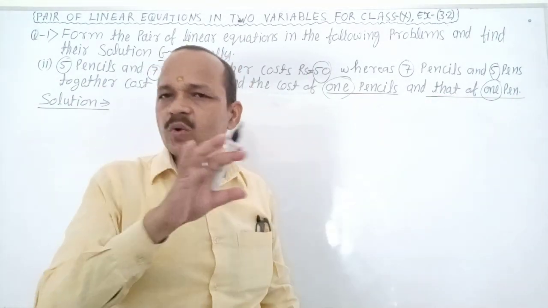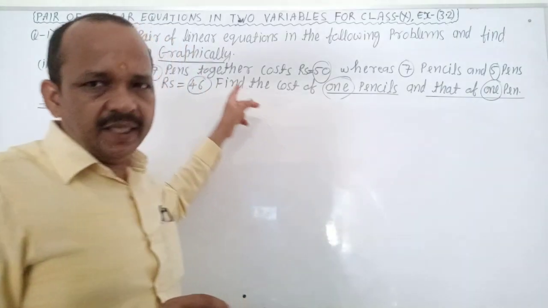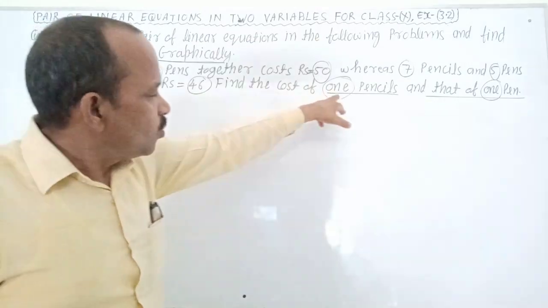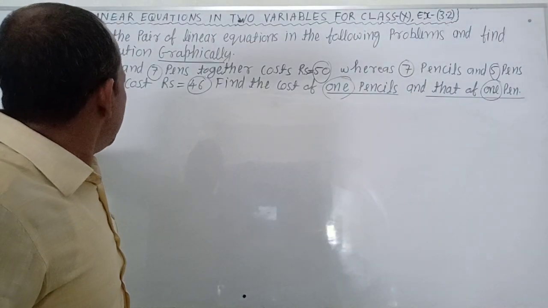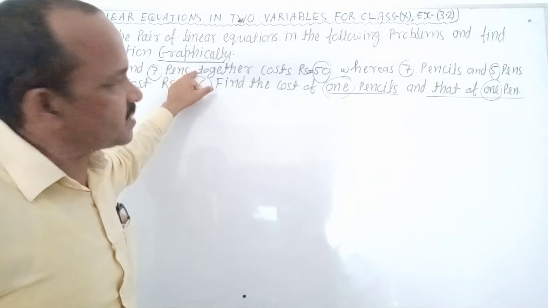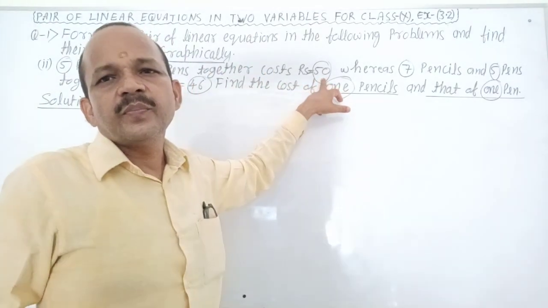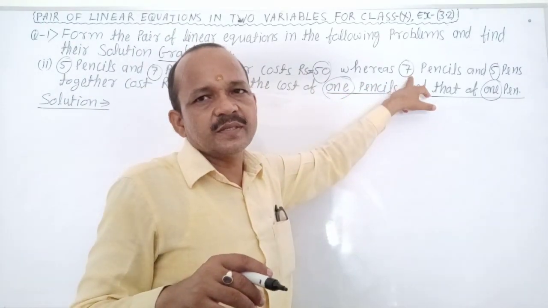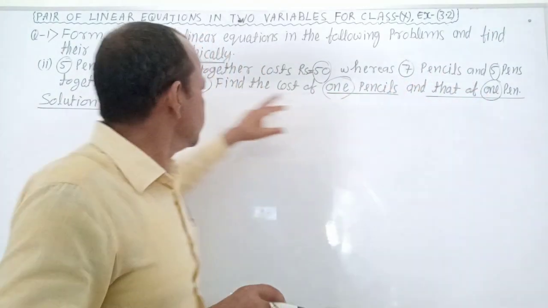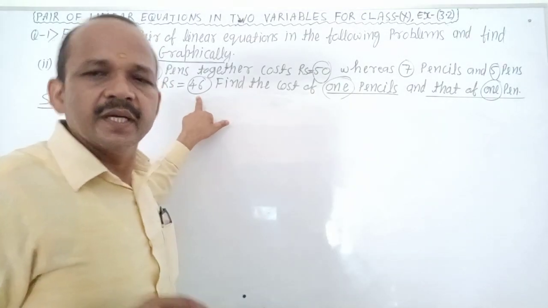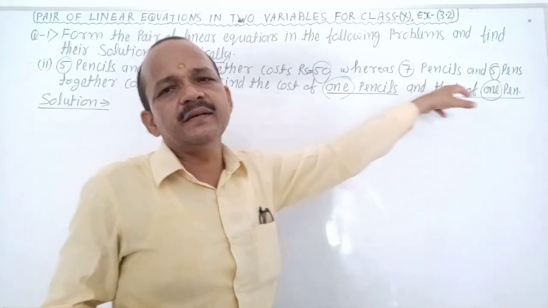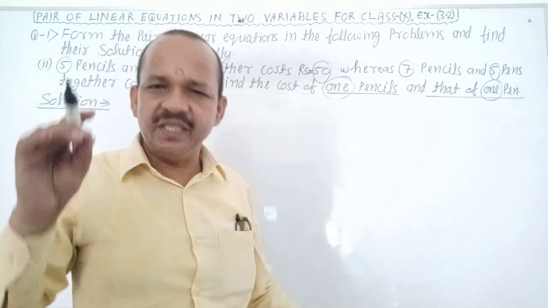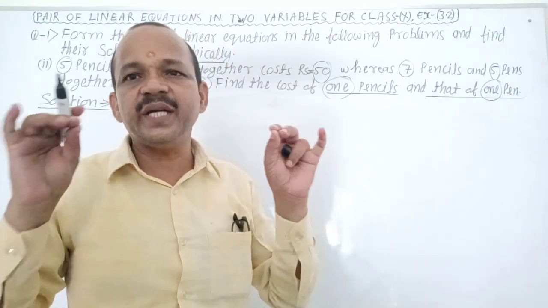It is clear, no confusion about it. Very good. According to the first situation, cost of 5 pencils and 7 pens is Rs 50. Here cost of 7 pencils and 5 pens is Rs 46. You find the cost of 1 pencil and 1 pen. It is very easy. You can solve it very easily.